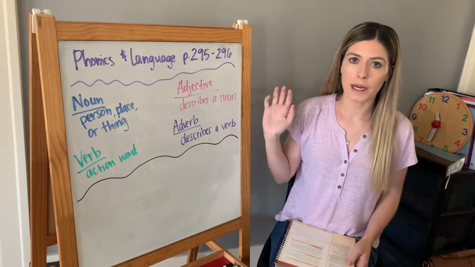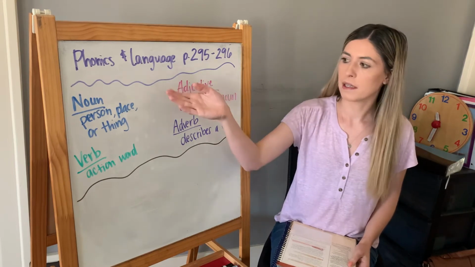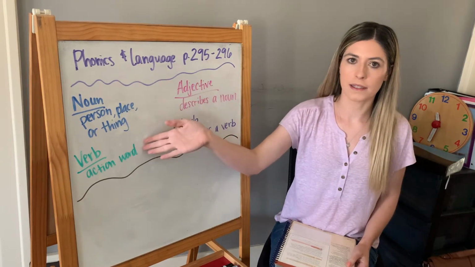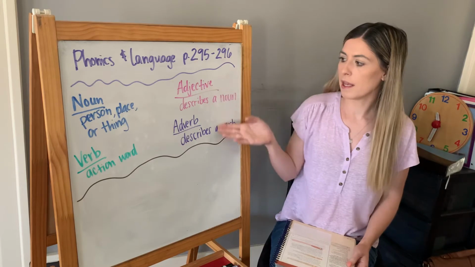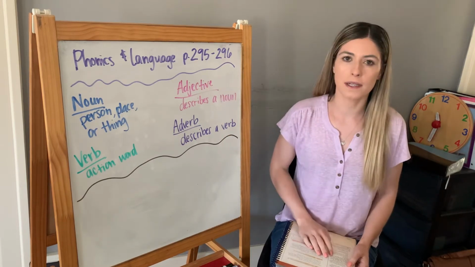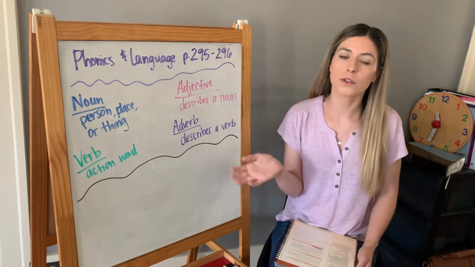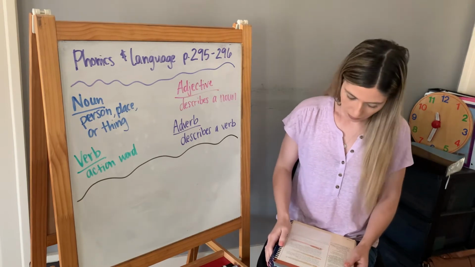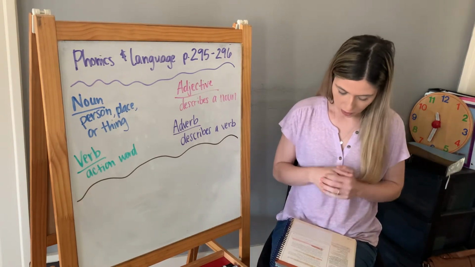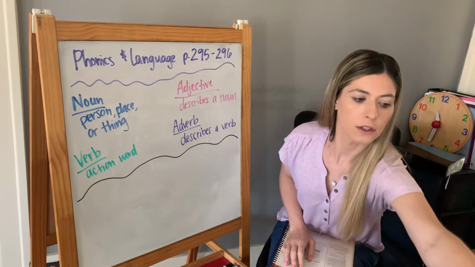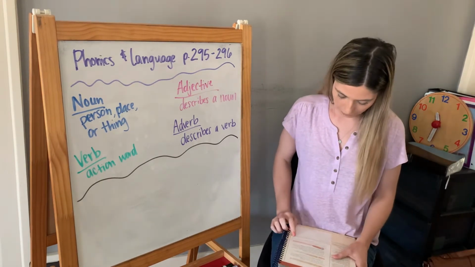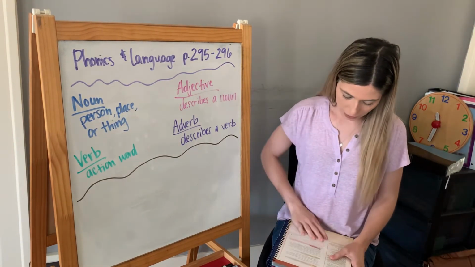You're not going to want to read a book that just has noun, verb sentences in it. You're going to want to read a book that has adjectives and adverbs in those sentences as well to make the whole story much more interesting. Now that leads us to our phonics and language page 295. Let's go over the directions.